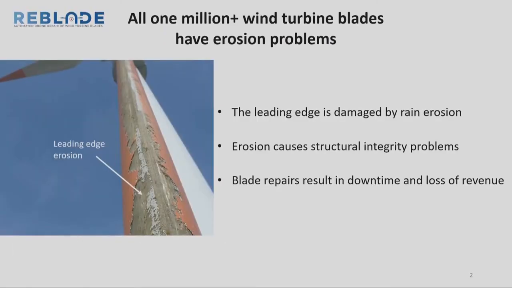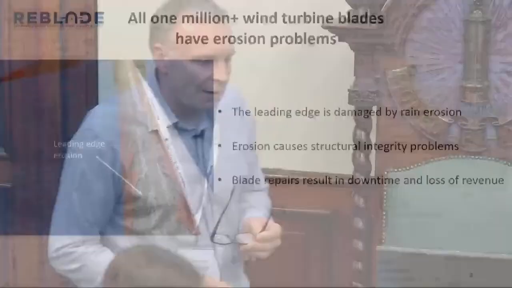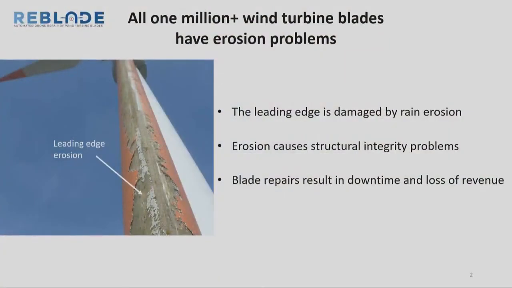So we're talking about leading edge erosion on wind turbines, predominantly caused by rain, but as you'll see, it can be caused by many other things as well. If not checked and controlled, it will cause structural integrity problems, which can be very, very severe indeed, and can cause the entire blade to need to be replaced.